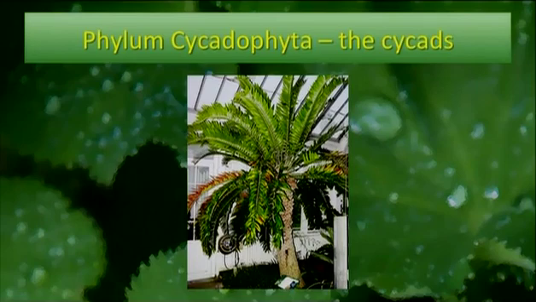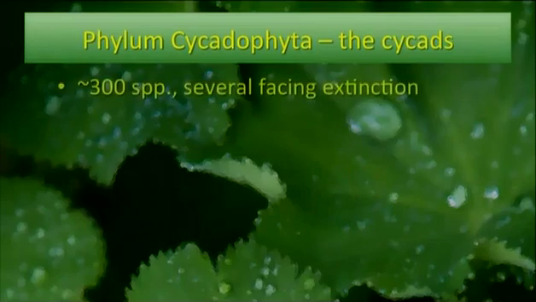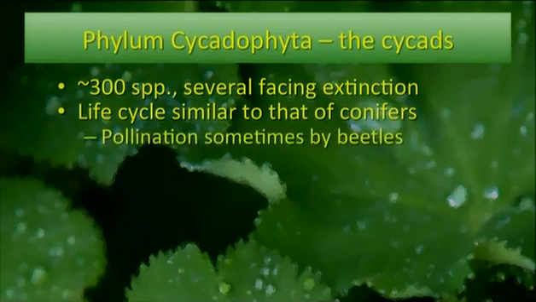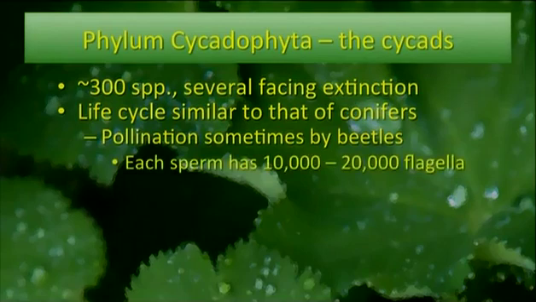Okay, so there are approximately 300 species, and several of them are facing extinction because of overcollecting and also habitat destruction. Their life cycle is similar to that of conifers, and their pollination is sometimes affected by beetles. Now, this is an interesting factoid: each sperm has 10,000 to 20,000 flagella.